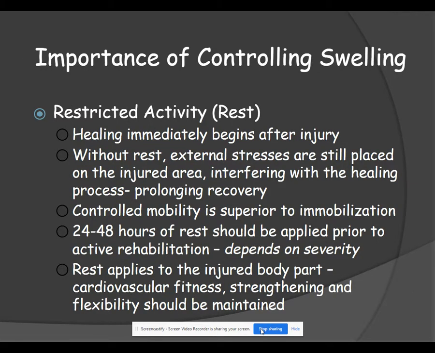It says rest most of the time, but I like to use restricted activity because I want them to begin healing after the injury, and I want them to have mobility and increased mobility because it has been proven to be superior to immobilization. However, you want it controlled. Maybe if it's an ankle, we're talking about doing circles with their foot. We're not talking about walking initially. There's baby steps.